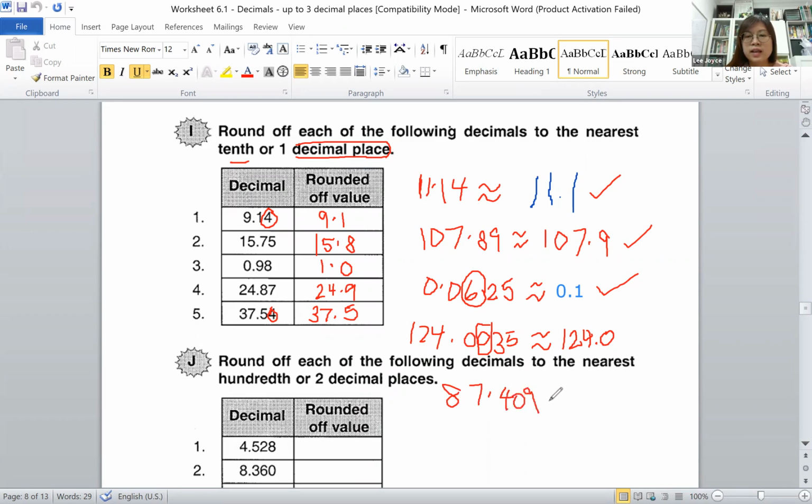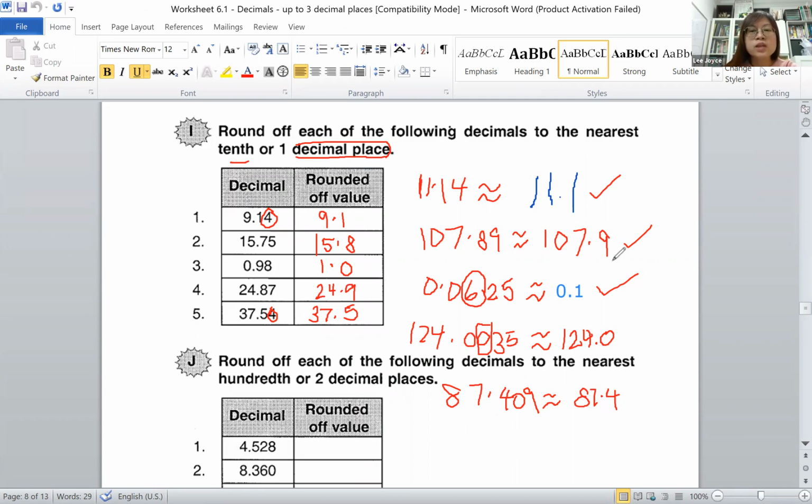Okay, another example, let's see if I have 87.409. Round it off to the one decimal place. We look at the 0 here. This 0 is what we need to focus on. Since it's less than 5, we will keep the numbers in front of it. That will be 87.4. Okay, 87.4 rounded off to the closest one decimal place. Understand the pattern? Okay.